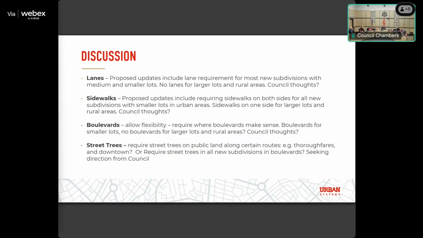Councillor Papa. Yes, thank you. So this whole discussion is about small lots, small residential lots? And what do we mean by a small residential lot?